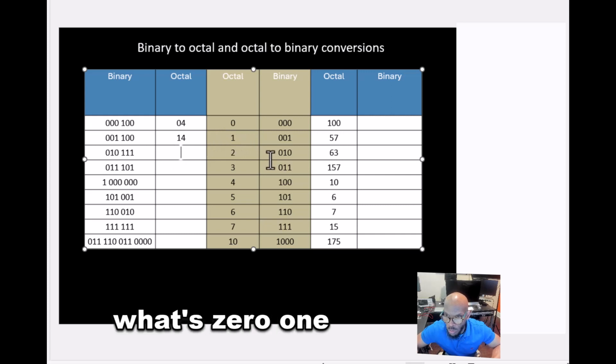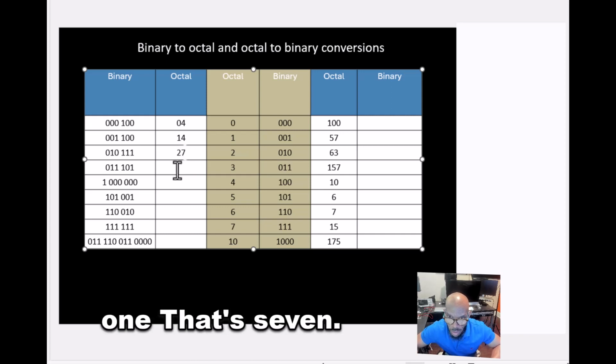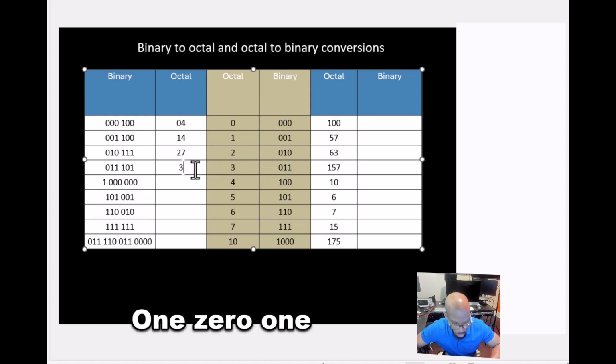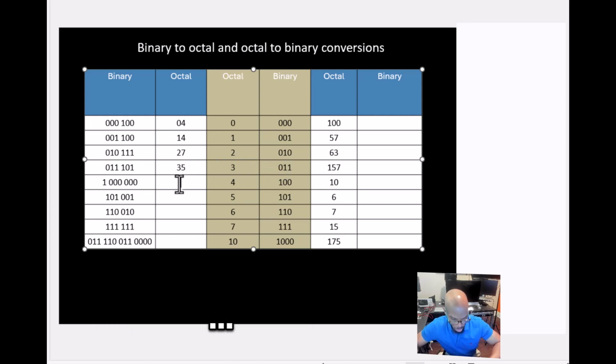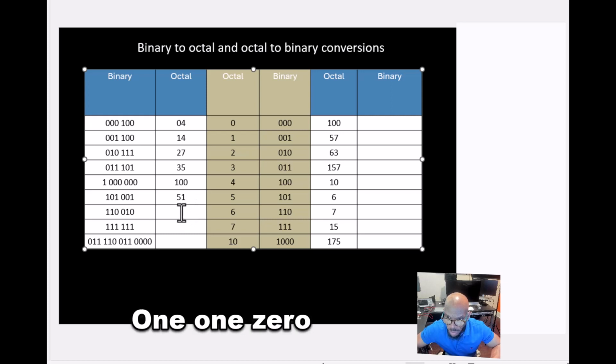Then right here, what's 010? That's 2. What's 111? That's 7. What's 010? That's 3. 101 is 5. Then you got 100 for this one. 101, that's 5. 001, that's 1. 110, that is 6. 010, that's 2. 111 is 7. 111 is 7.